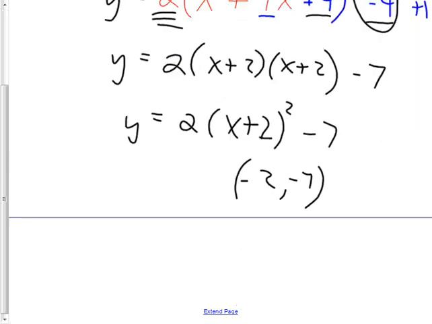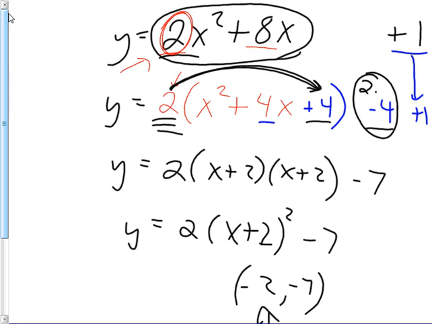And the axis of symmetry is that guy, x equals -2 is the axis of symmetry. Okay. That's called completing the square with a stretch factor. It also works if there's a negative. Let me show you one of those.